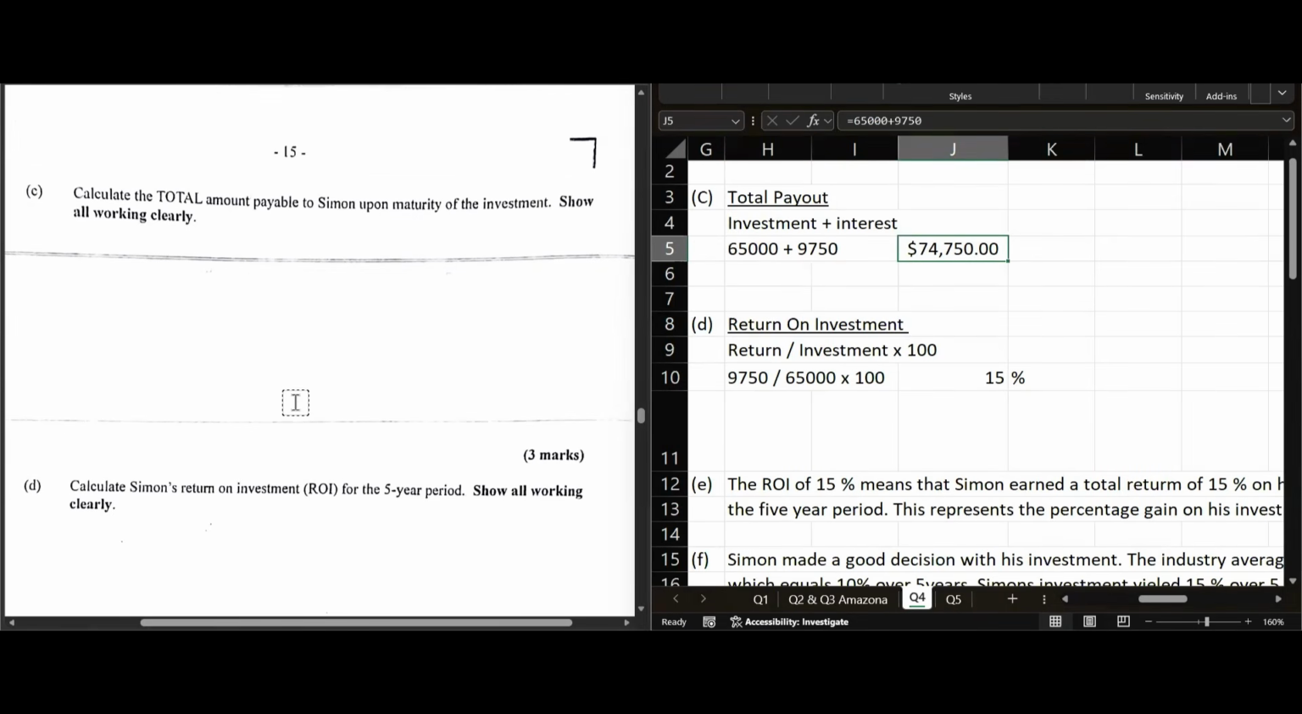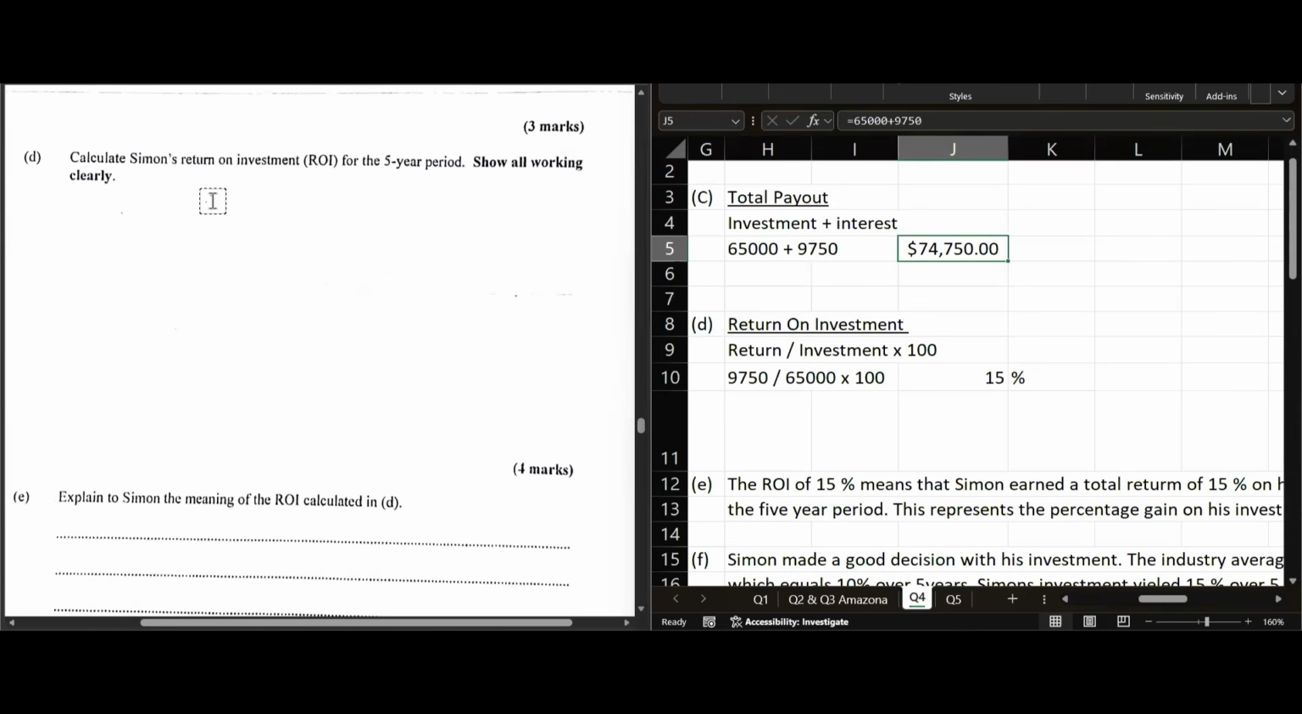Great. Now part D. Calculate Simon's ROI for the 5-year period. Show all workings clearly. Here we go, guys. ROI stands for return on investment, and the return on investment is simply the return divided by the investment multiplied by 100. The return is 9750. Remember, that was the interest that he's getting back. The investment was 65,000. 9750 divided by 65,000 times 100 is going to give 15%. That is the rate of investment for him. Nicely done.